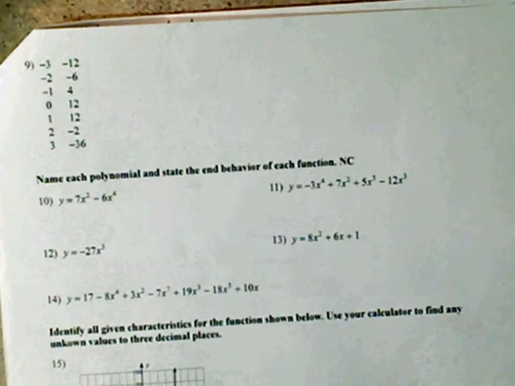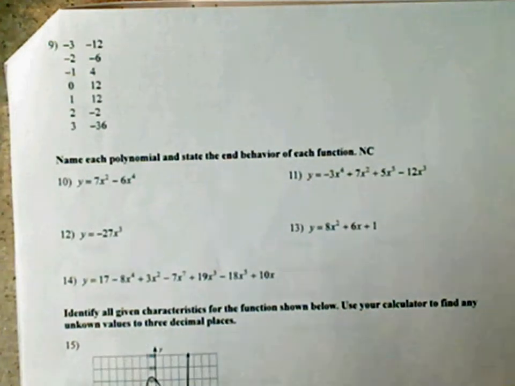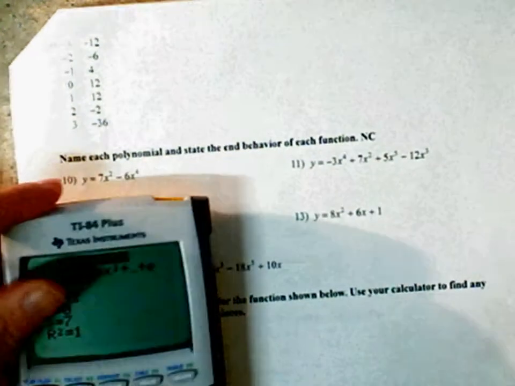Alrighty guys, this is page 2 of your test review for 4.4 to 4.7. This video will cover number 9 through 15. We're going to continue with using successive differences to determine our polynomial regression equation.